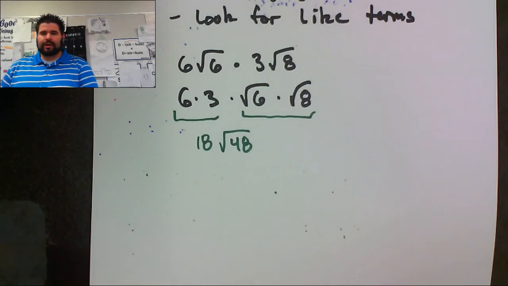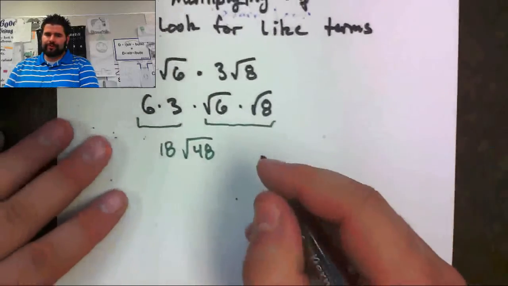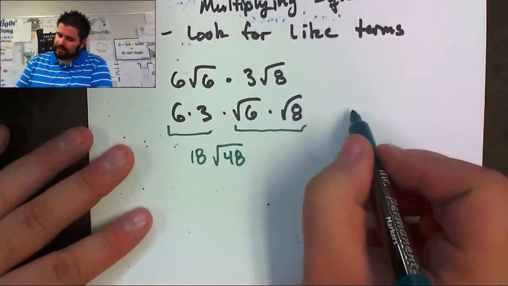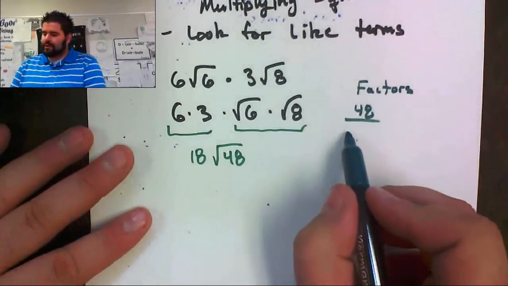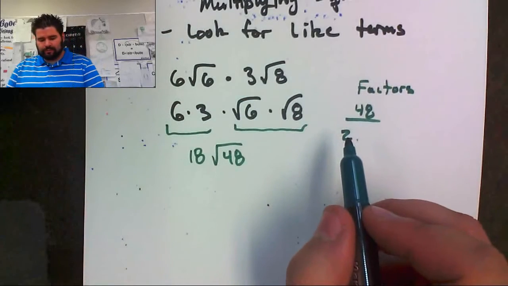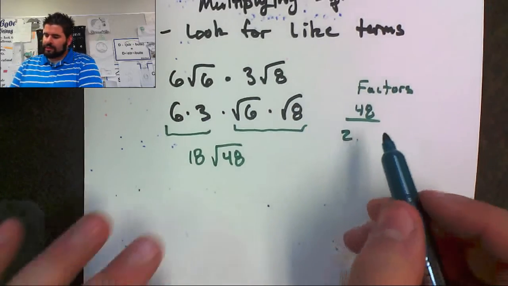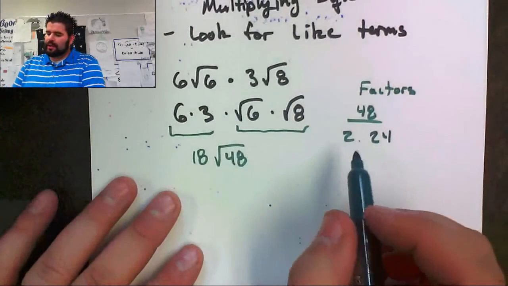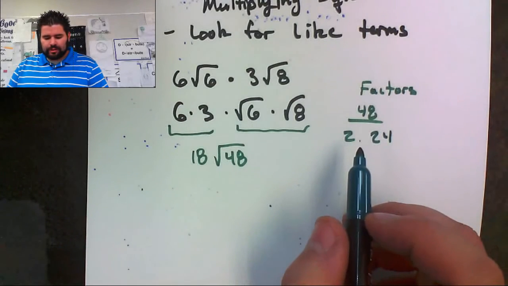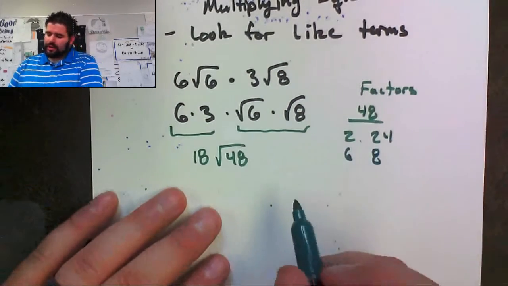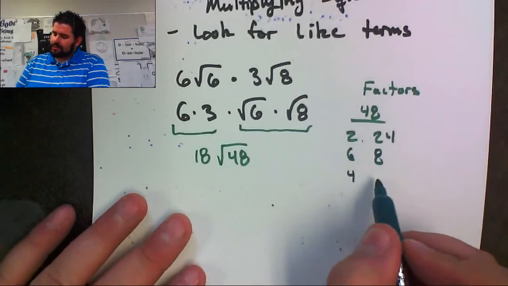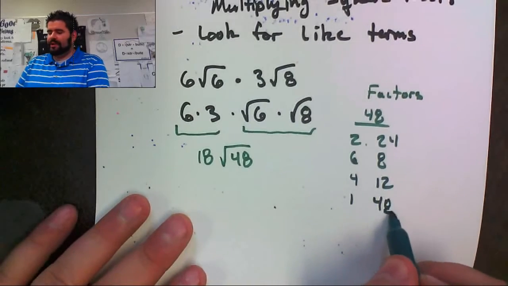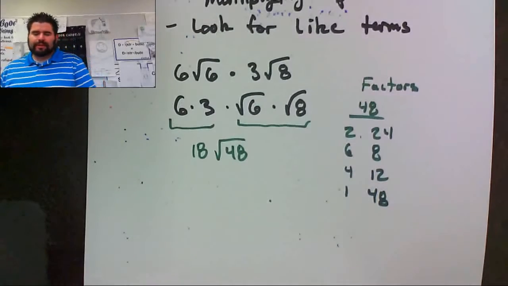So what I also want to tell you guys too is look for your factors. Okay, so we got factors here. 48 and factors. So I know that 2 goes into 48 24 times. I know that 6 goes in there 8 times. I know that 4 goes in there, 48 goes in there 12 times. And 1 goes in there 48 times. We all know that one. That one's easy. Let's see if there's a bigger number.